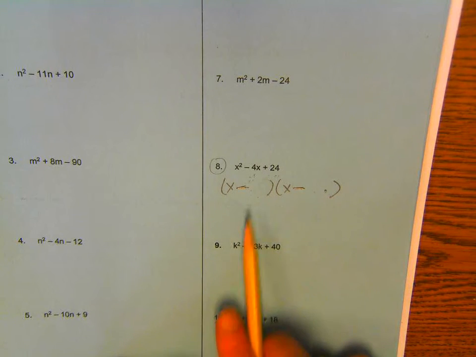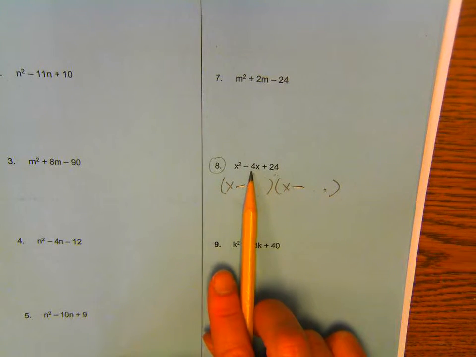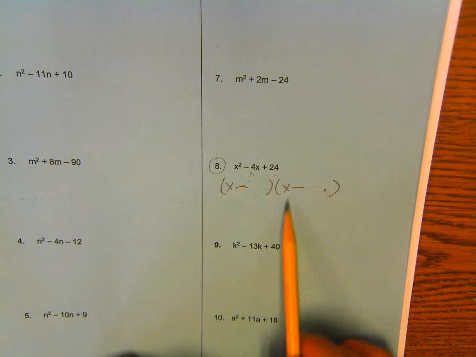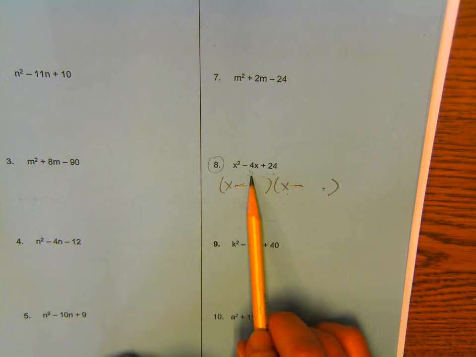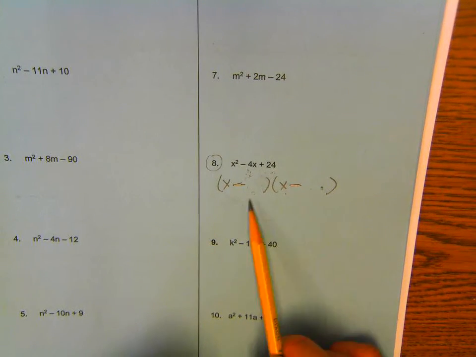What's negative 6x plus negative 4x? Negative 10x. Shoot, okay, what else could I try for 24? 8 and 3. What's negative 8x plus negative 3x? Negative 11x. What else? We did 1 in 24. 2 in 12. What's negative 2x plus negative 12x?